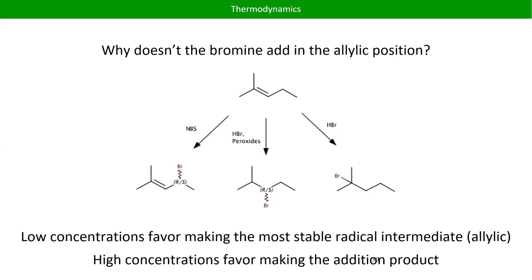And so we can tweak between either of these mechanisms based on concentrations. Low concentrations favor the most stable radical intermediate, which is the allylic one. High concentrations favor making the addition product, mostly just based on the kinetics, and the odds of bumping into that pi bond is a lot bigger. And that's more from a practical standpoint in the lab. The way we signal the differences is with what reactants we have. The practical effect of NBS is that it keeps the bromine radical concentration low, which favors the allylic position.